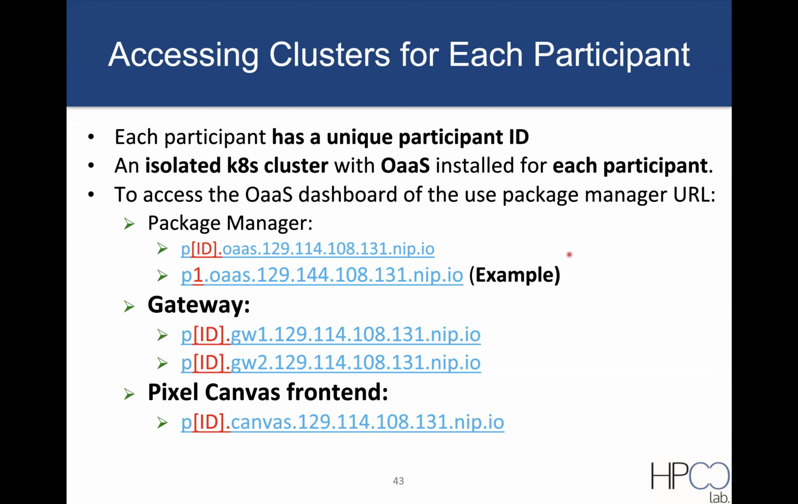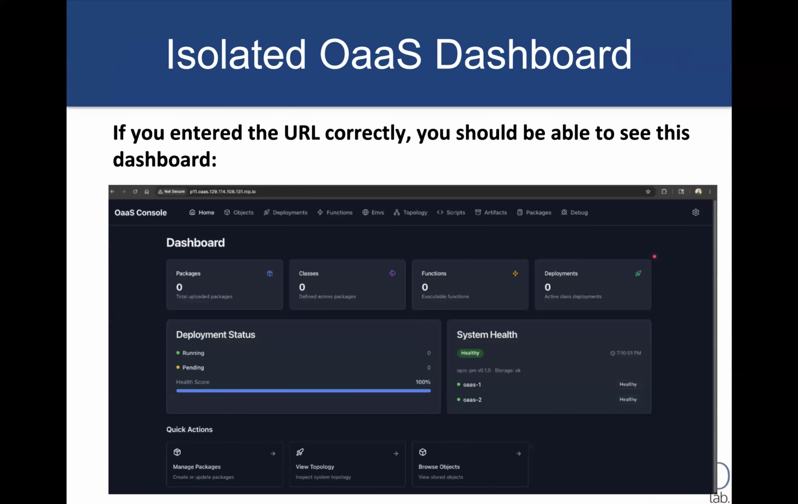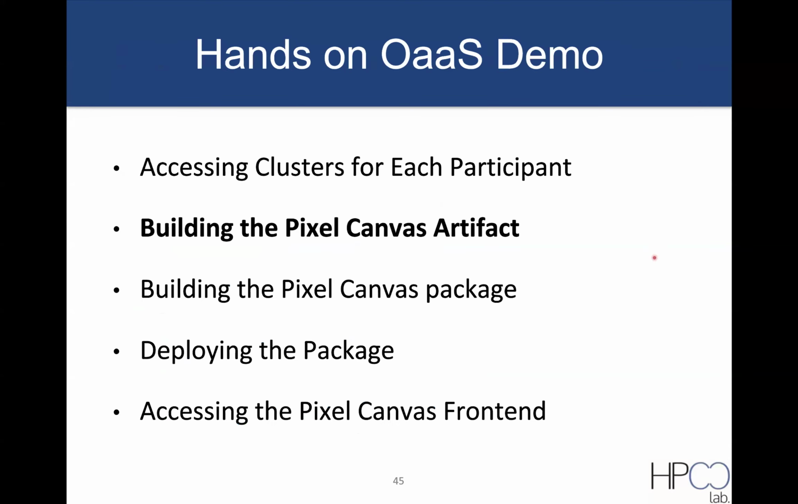Okay. So if you entered the URL correctly, then you should see this dashboard. This is the OAS console where you can deploy the object as a service, like the classes and the packages and stuff. So now we have accessed the cluster for each of us. Now we're going to build the pixel canvas, the application that we saw in the first part of the demo.